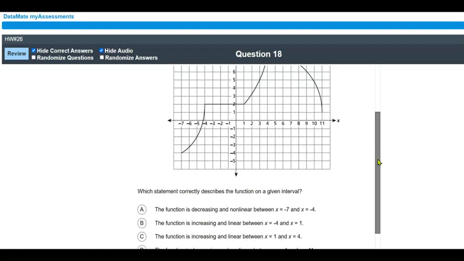So let's look at -7 to -4. That would be this section right here. It's not decreasing because my eyes travel up as I'm looking. How about from -4 to +1? It's definitely not increasing because it's remaining flat. How about from +1 to +4? It's increasing? Yes. So that is a true statement.